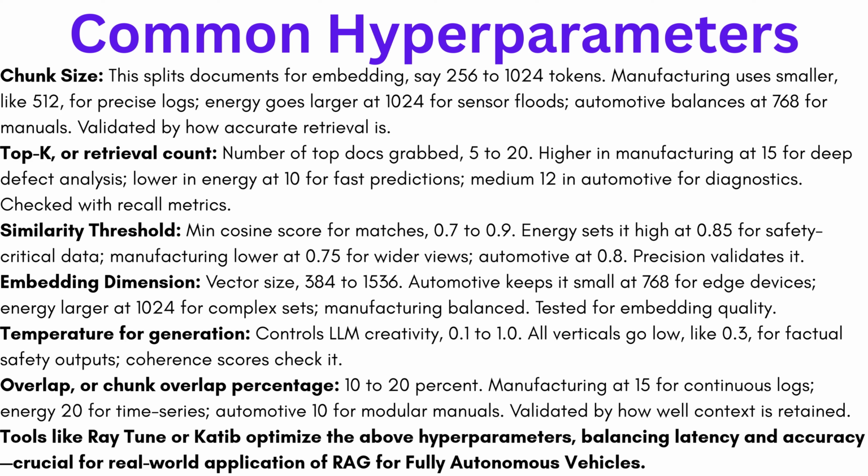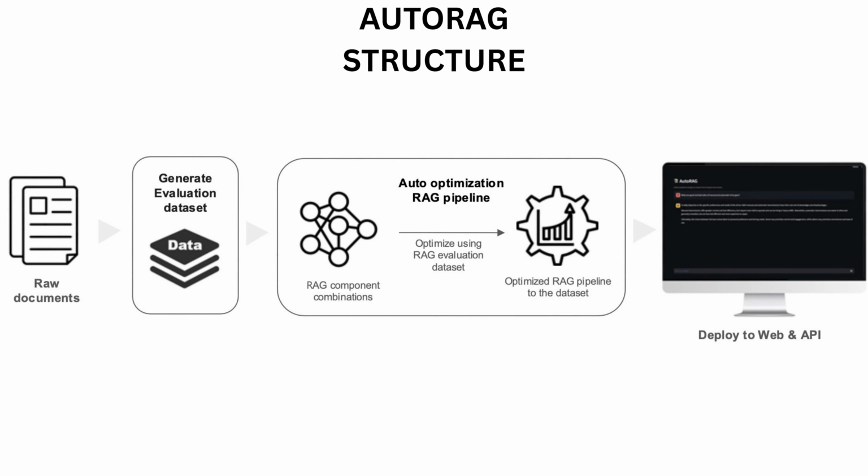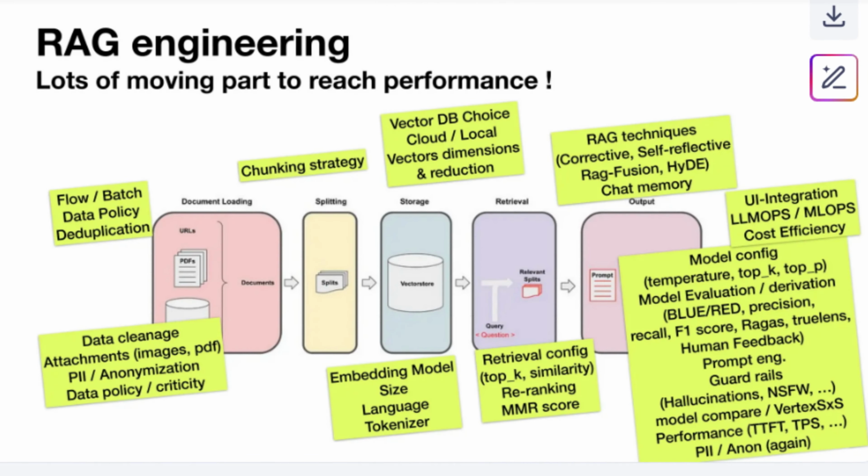Temperature for generation. Controls LLM creativity, 0.1 to 1.0. All verticals go low like 0.3 for factual safety outputs. Coherence scores check it. Overlap, or chunk overlap percentage, 10 to 20%. Manufacturing at 15 for continuous logs. Energy 20 for time series. Automotive 10 for modular manuals. Validated by how well context is retained.